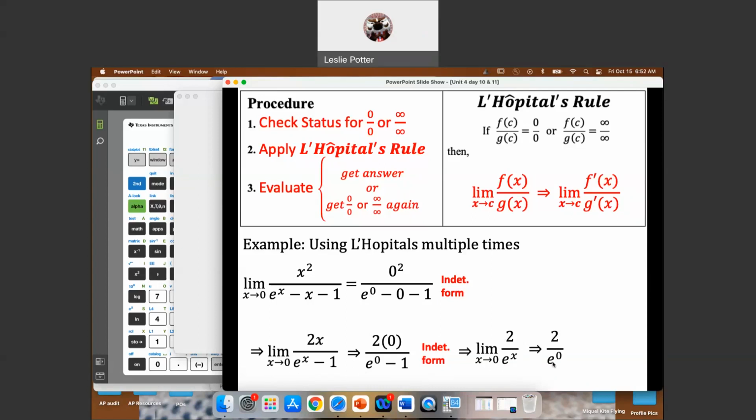2 over e to the 0. What is e to the 0? It's 1. So this limit is 2. And now I got a finite value, so I don't differentiate again, right? And so that is my limit. So that's how you use L'Hopital's multiple times.